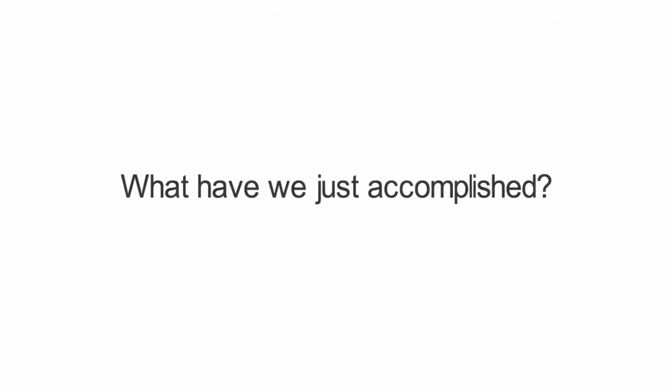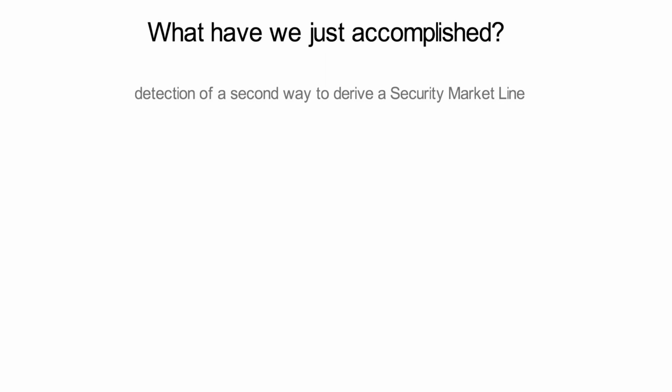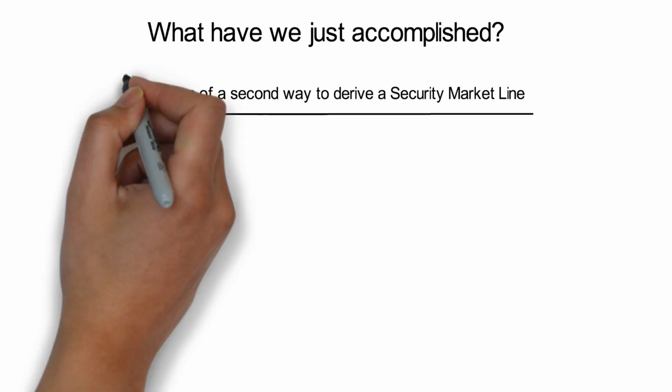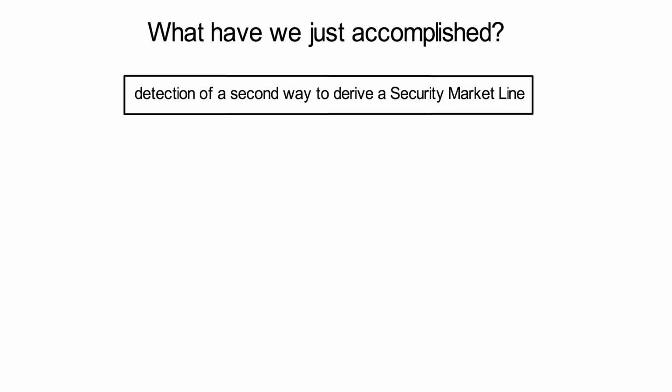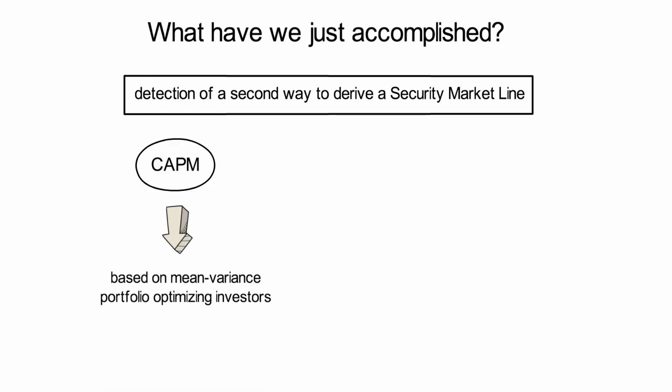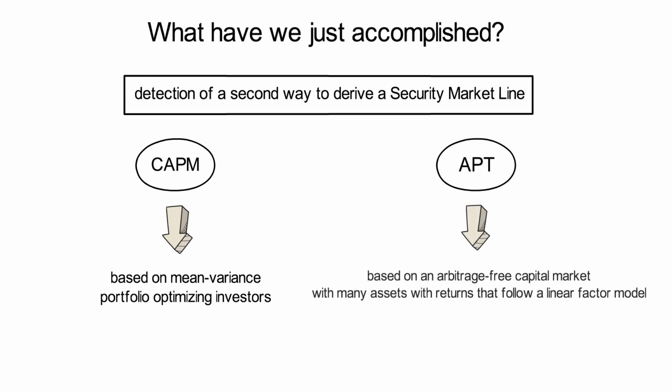So let's step back and ask, what have we just accomplished? Well, we've detected a second way to derive a security market line. The CAPM derives the security market line based on mean variance portfolio optimizing investors. The APT derives the security market line based on no arbitrage and based on having a portfolio with many assets where each asset return follows a linear factor model.